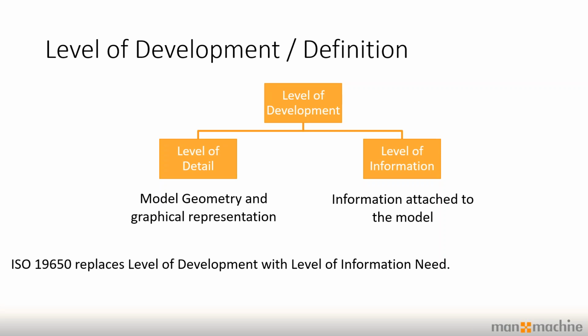What we need to do is make sure that we have a representation of an object with a very high level of information. Again, for anyone that needs to understand about ISO 19650, level of development is changing to level of information need. In other words, we're trying to drive everything back to the client or the owner of the asset so that you have them defining exactly what they need.